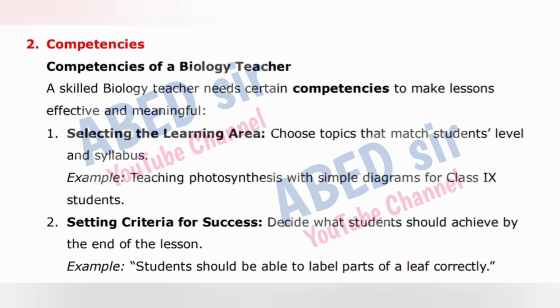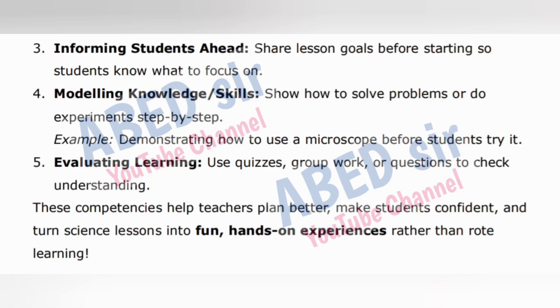2. Setting criteria for success. Decide what students should achieve by the end of the lesson. Example: students should be able to label parts of a leaf correctly. 3. Informing students ahead. Share lesson goals before starting so students know what to focus on. 4. Modeling knowledge skills. Show how to solve problems or do experiments step by step. Example: demonstrating how to use a microscope before students try it.